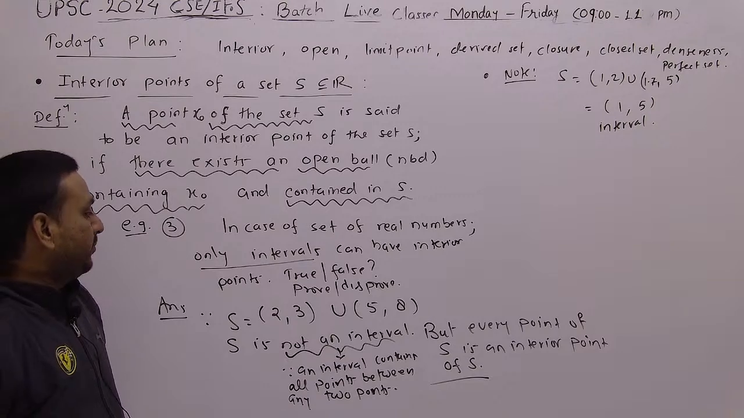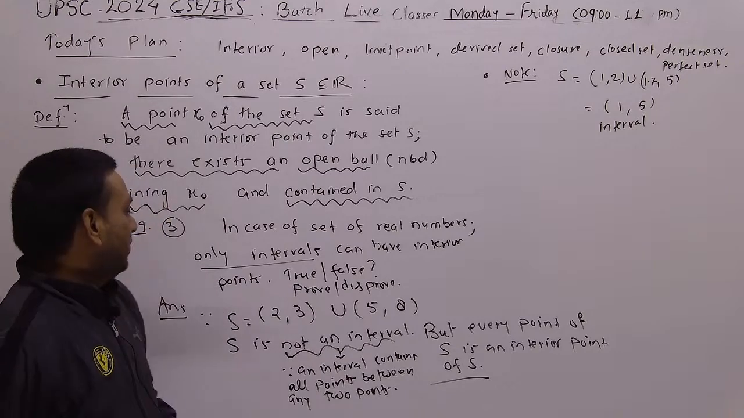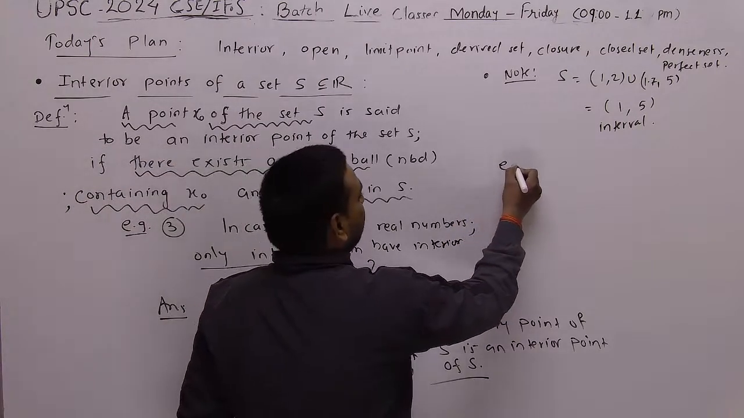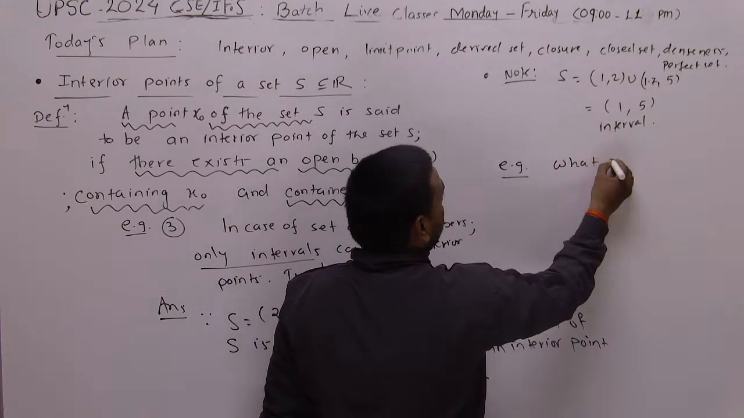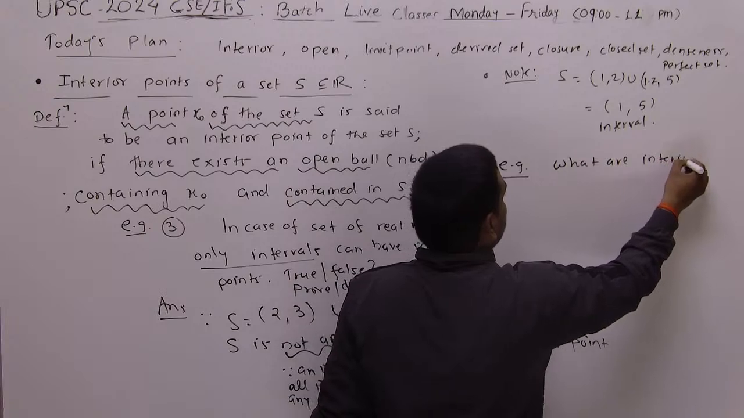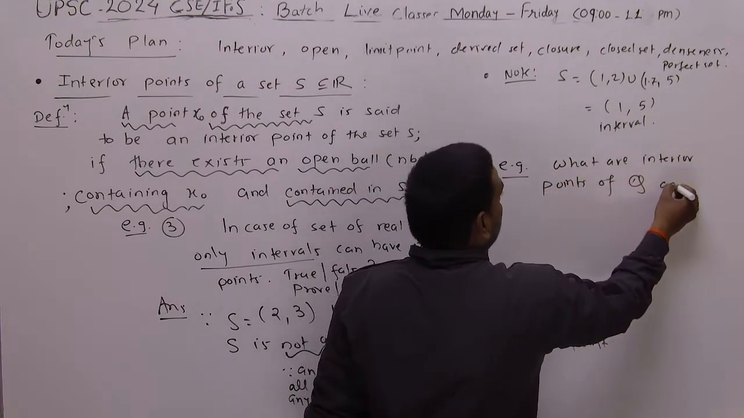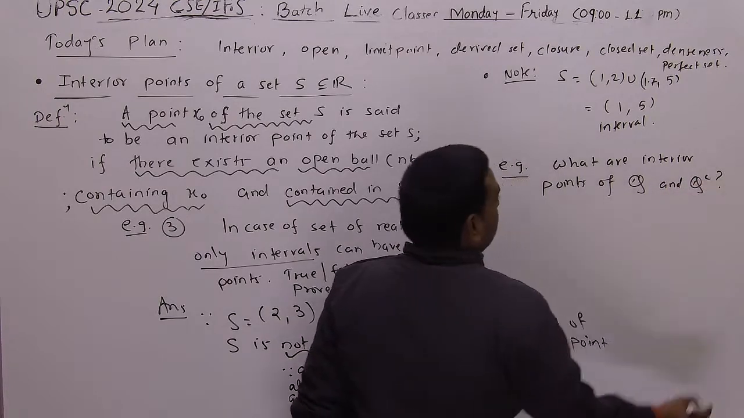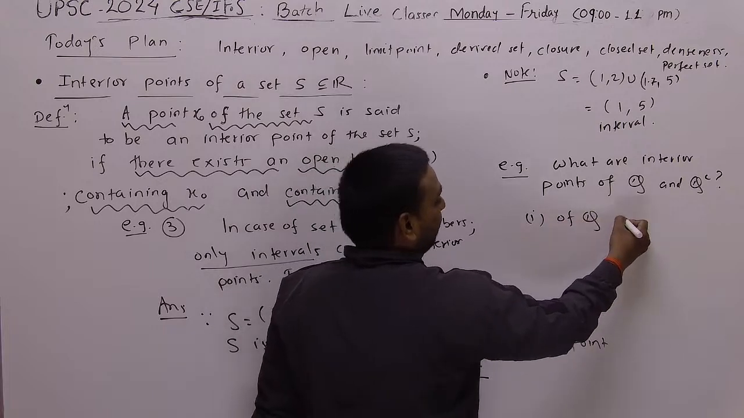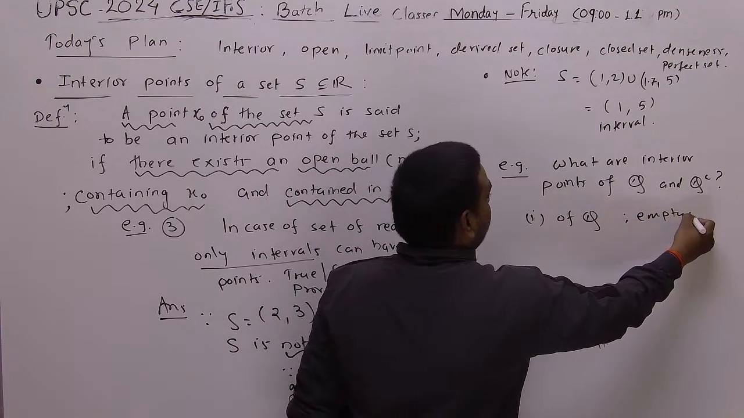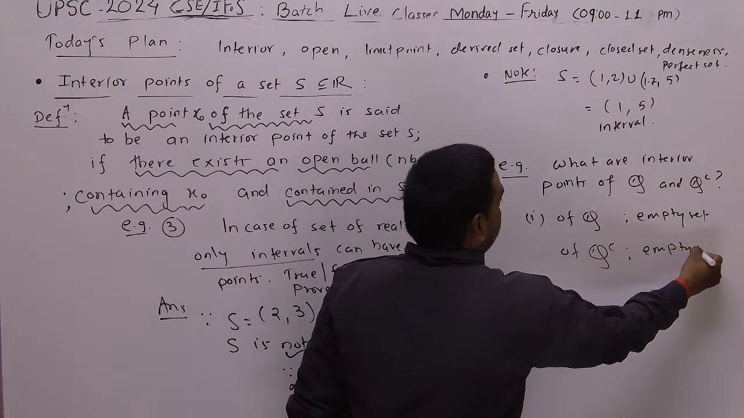I guess interior point is clear to all. Now there is no doubt over that, right? Anything left? Let's do one more. So what are the interior points of Q and Q complement? What will it be for Q? Empty set. For Q complement again empty set.